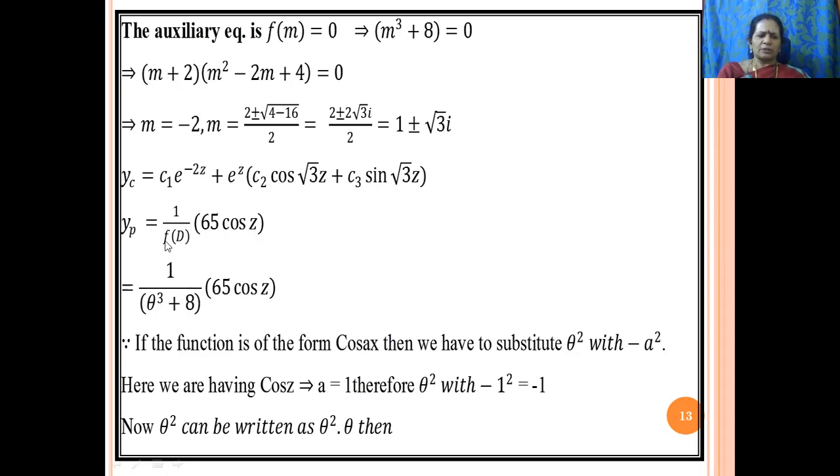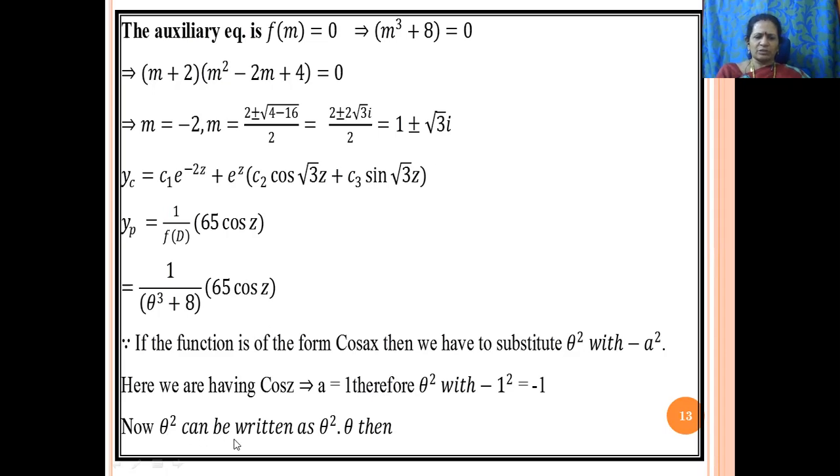Then after that, write down the yp, that is 1 by f of D into Q, 65 cos z. F of D is 1 by (theta cube plus 8) into 65 cos z. If the function is in the form of cos az, then we have to substitute theta square with minus a square. So here we are having cos z, that implies a is equal to 1. Therefore, in place of theta square, we substitute minus 1 square, which means -1.